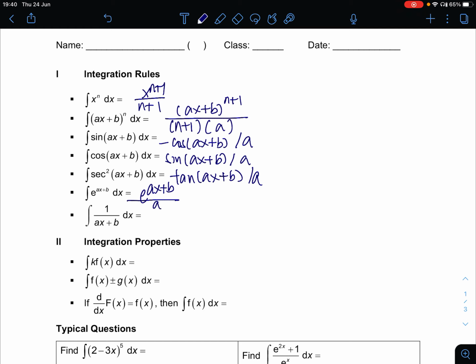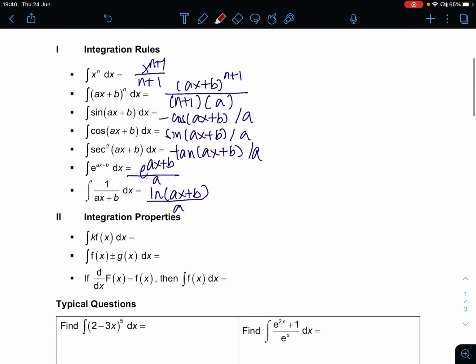Okay. Integrate 1 over (ax+b) will be ln of (ax+b) over a. Take note, ln only appears if the denominator power is 1. Okay. Power of x is 1. If you have something bracket squared, something bracket whatever, then the power of x is not 1, you cannot use ln. You fall back to reverse chain rule.